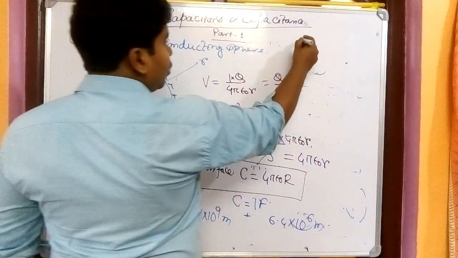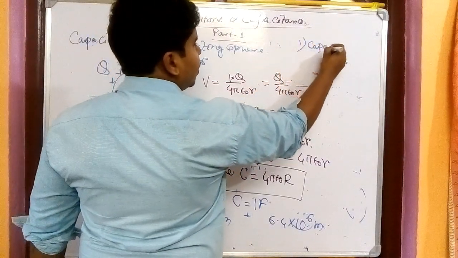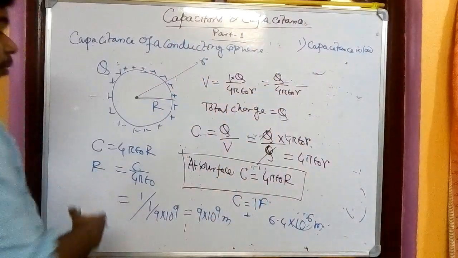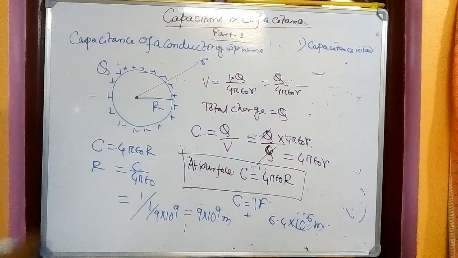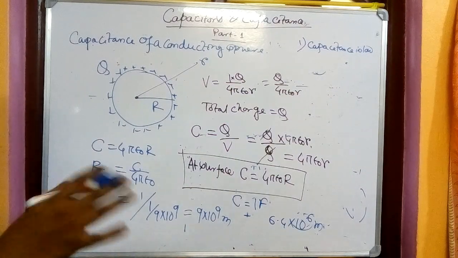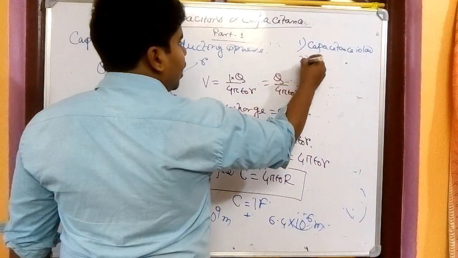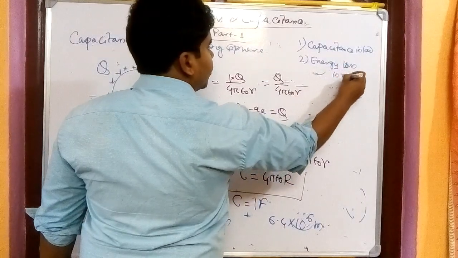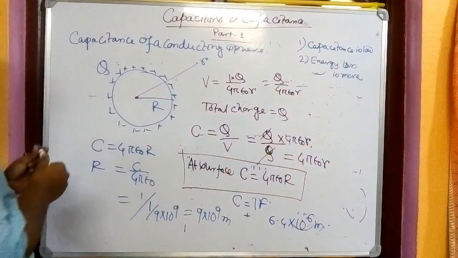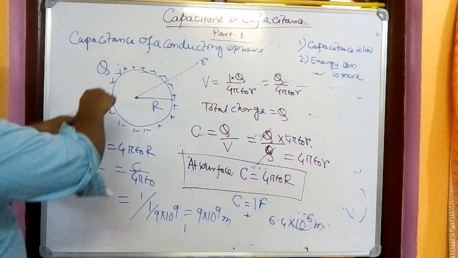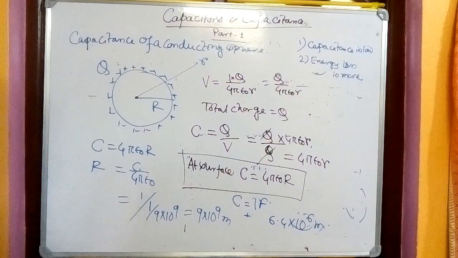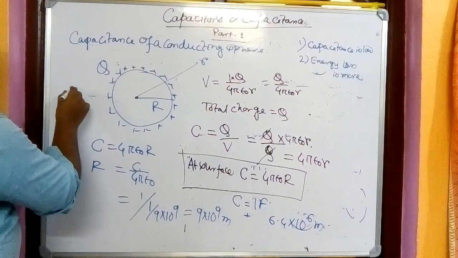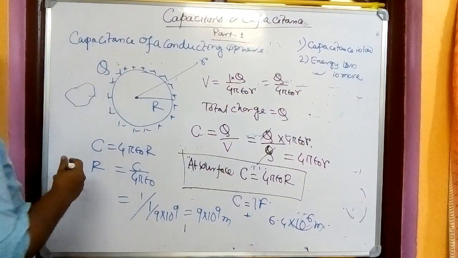Here, number one thing we have seen is that the capacitance is very low, because for 1 farad you need 9 into 10 to the power 9 meter, which is huge. So generally we cannot use it. And number two, energy loss is more. Why is energy loss more? See, the charge is distributed over the surface, so it can induce the nearby air molecules.